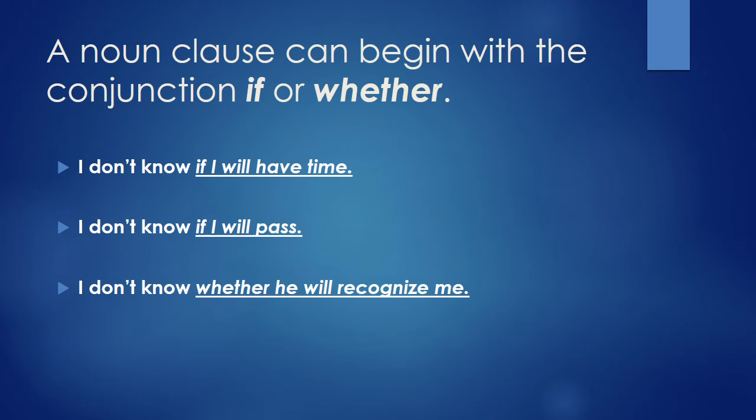So I could start a noun clause with the conjunction if or whether. I don't know if I will have time. I don't know if I will pass. I don't know whether he will recognize me. So if and whether are used to start a noun clause, and then they're followed by the subject and the verb.